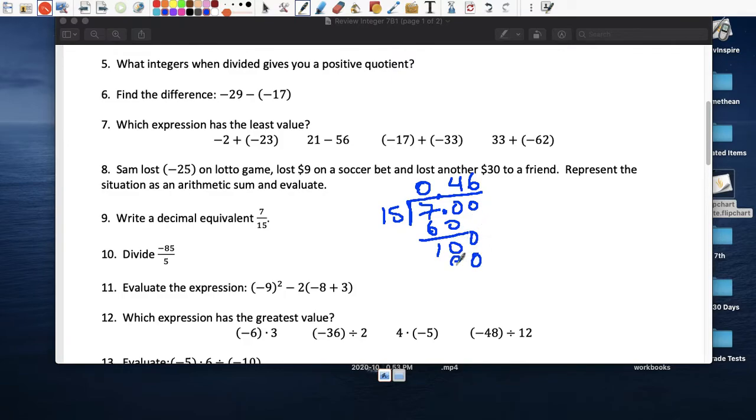6 times 15 is 30, carry 3, 90. And you notice that now we're going to have a repeat of that, right? We're going to get another 6. So this is going to be a repeating decimal, right? It's going to continue. So what's repeating is a 6. So my answer is going to be 0.46 with bar notation, because that 6 is going to repeat.